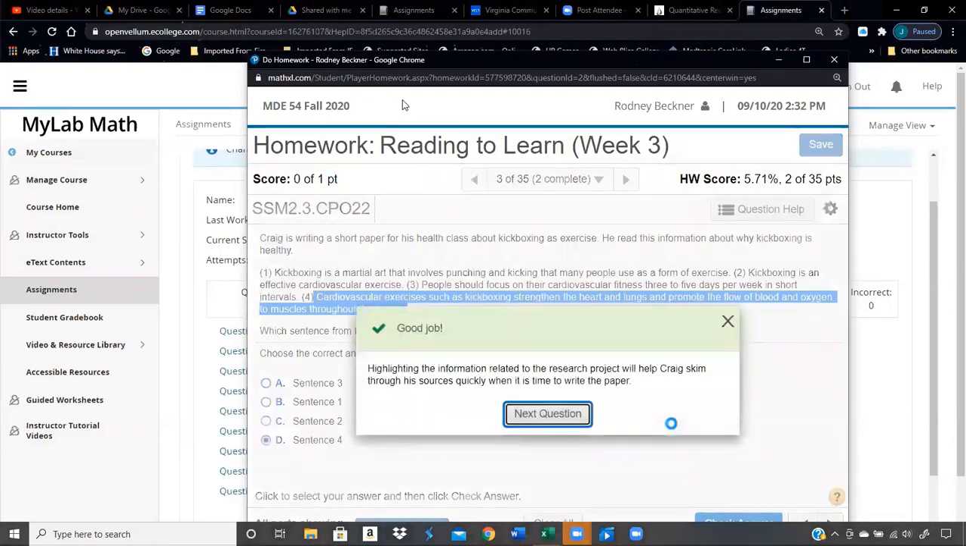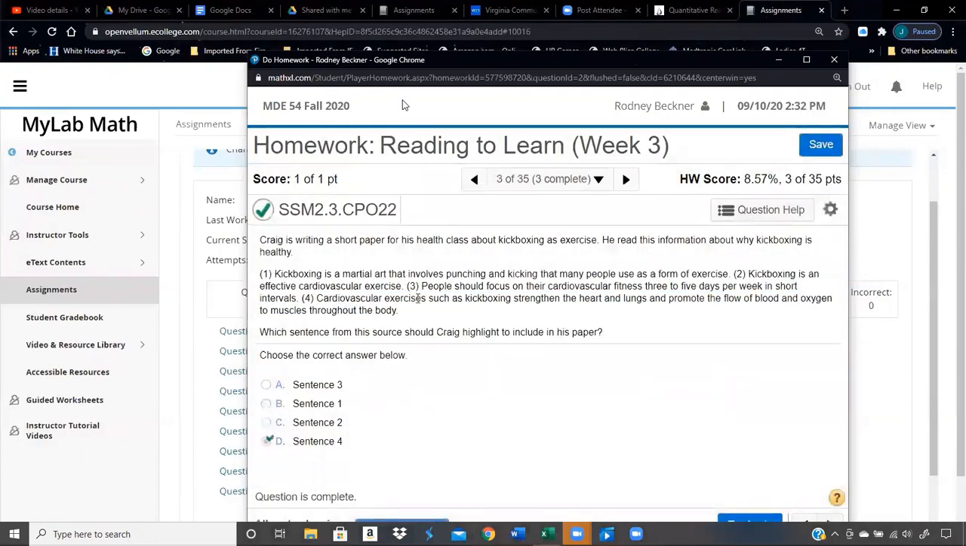Maybe it's right, maybe it's not, and it is. So highlighting the information related to the research project will help Craig skim through his source quickly. Now, is that saying that sentence 1, 2, and 3 are trash? No, it just seems to kind of tie everything together.